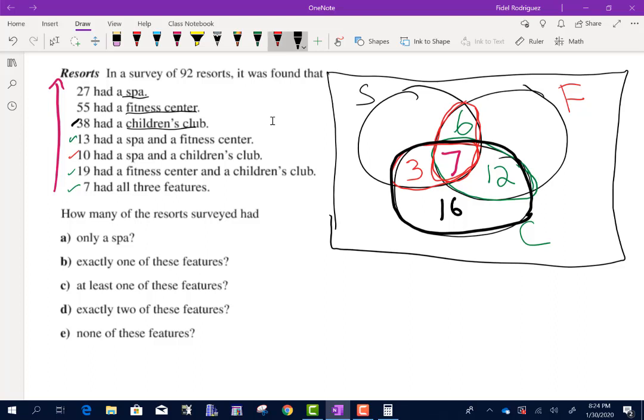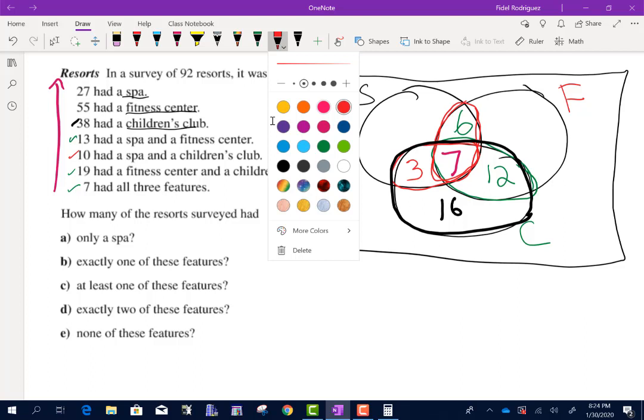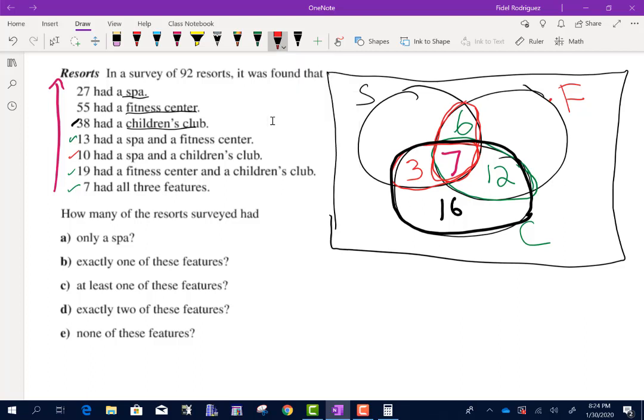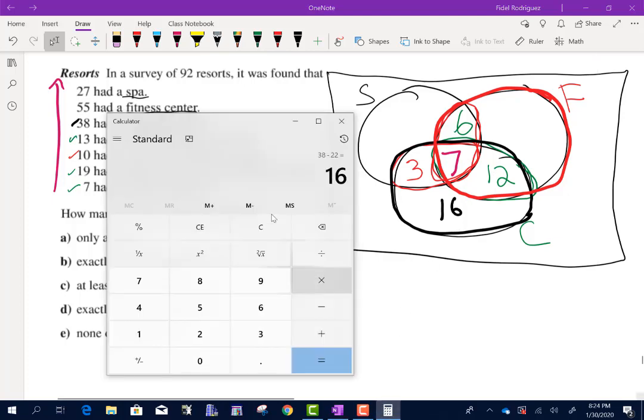Now, let's go with fitness center. Okay, so here we go. Fitness center. Everybody in this circle has a fitness center. So first, let's add the numbers up inside. So 6 and 7 is 13. 13 and another 12 should be 25.